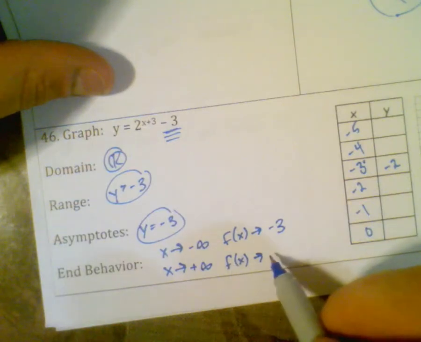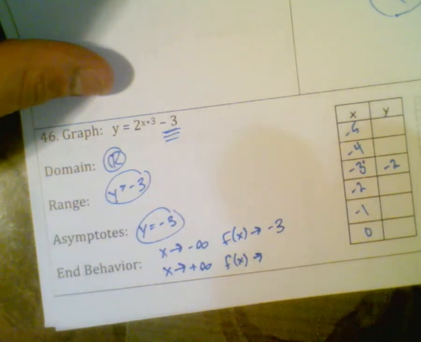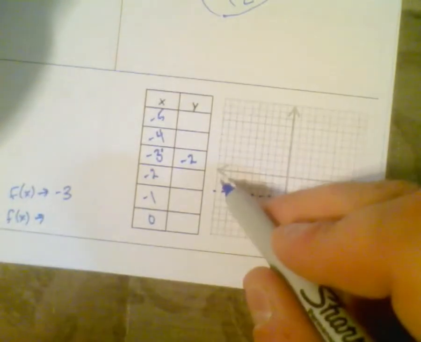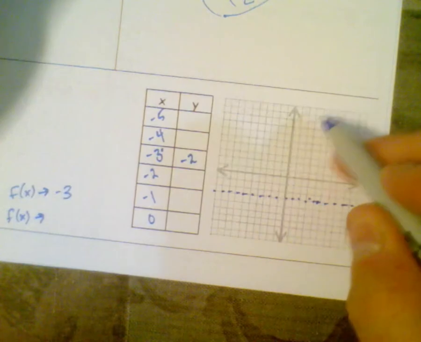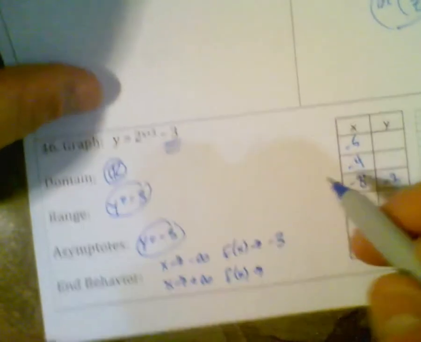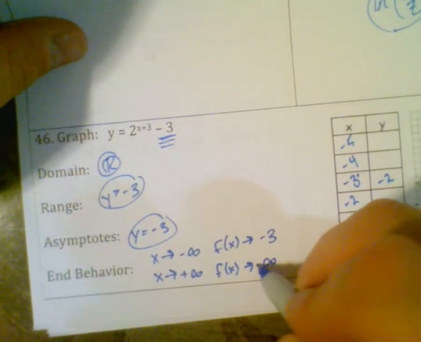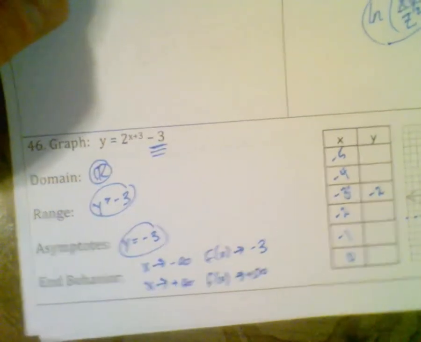And as I go to the right, since it's a growth function, it would level off down here to the left, but then it would shoot up this way, and you would see that with your XY chart, so that goes to infinity. Okay?